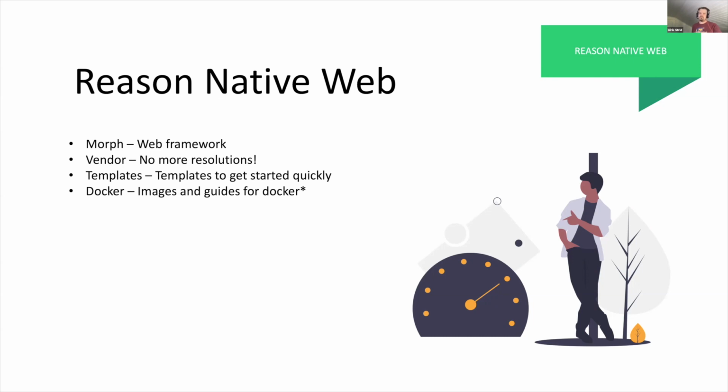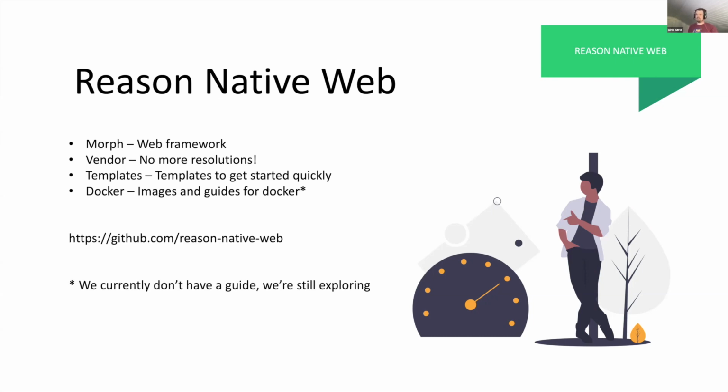We want to have guides for Docker, but we currently don't have them because we're not sure exactly how we want to structure them. And you can find everything on GitHub under the Reason Native Web organization. Any questions so far? Nothing in the chat at least, so I'm moving forward.